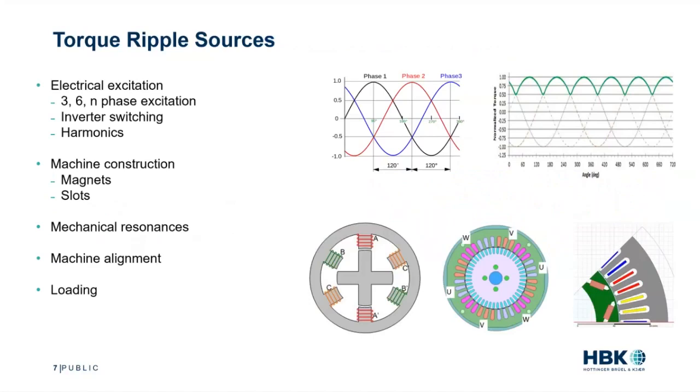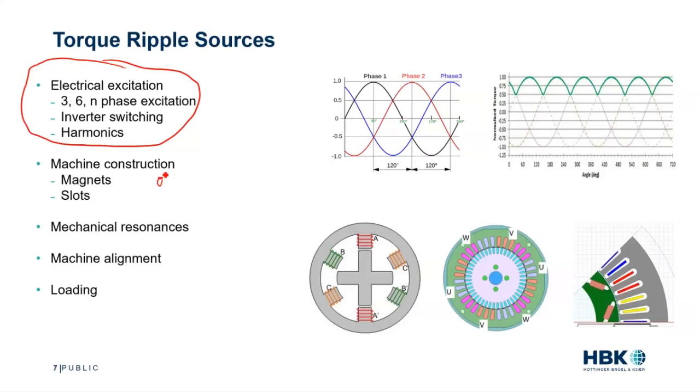Torque ripple has a number of sources. Again, just a quick review. The electrical excitation, so that 3-phase, 6-phase, 9-phase electrical energy could cause torque ripple. Inverter switching harmonics, or inverter switching in general. So electrically, we can induce torque ripple. It makes sense if we think voltage causes current, current causes magnetics, magnetics cause torque. If we have a high frequency voltage, we're going to have a high frequency torque.